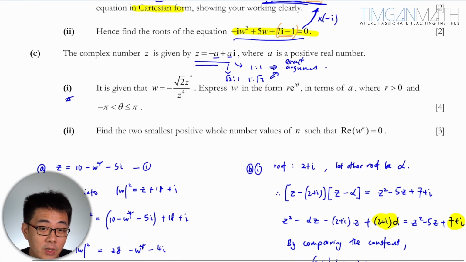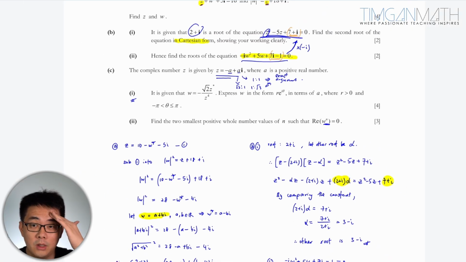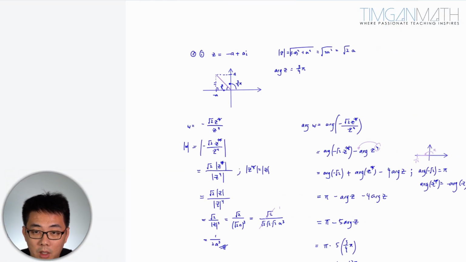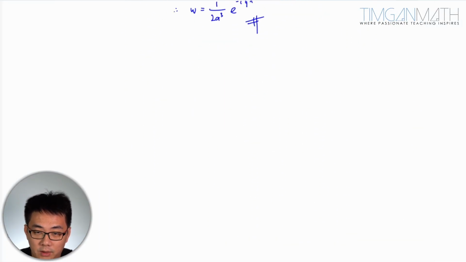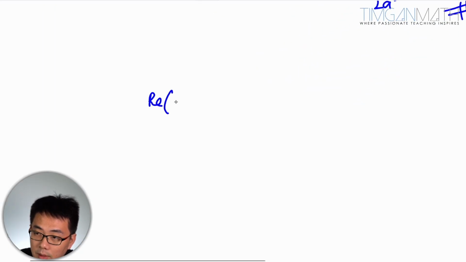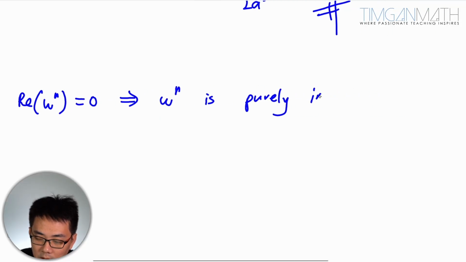Let's look at the last part. Find the two smallest positive values of n such that the real part of w^n is equal to 0. So now that we have got w, we need the real part of w^n to be 0, meaning w^n is purely imaginary.